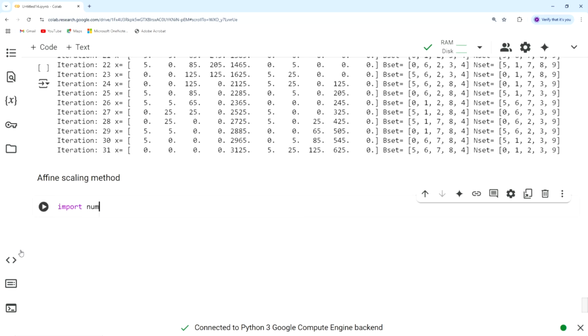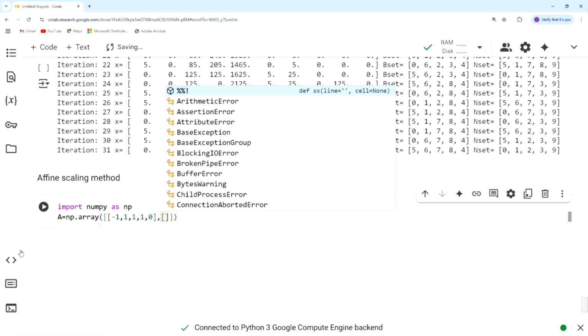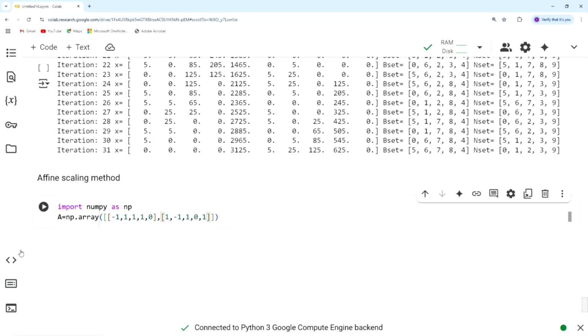Okay, I will start by importing numpy as usual, and A is np.array of [-1, 1, 1, 1, 0] and [1, -1, 1, 0, 1], okay, and B is [0, 1] and C is [0, 0, -1, 0, 0], okay, and x we just mentioned that it is 0.1, 0.05, 0.05 and 0.85, okay, fine. So, the first two steps are done.